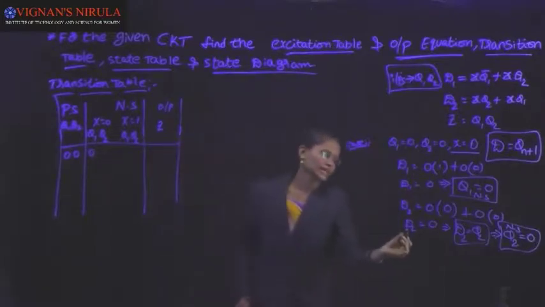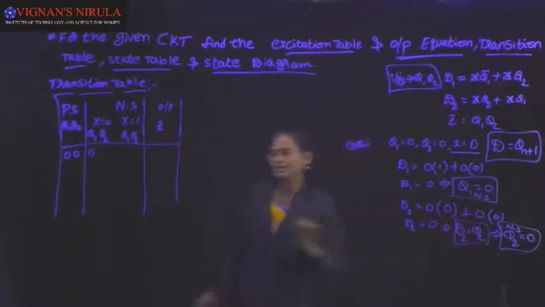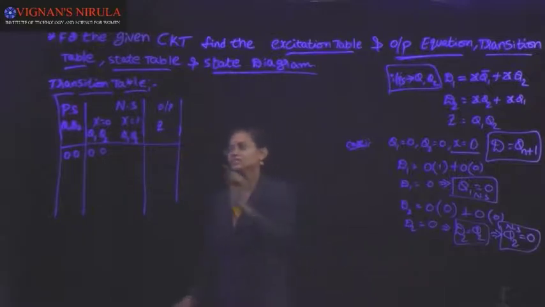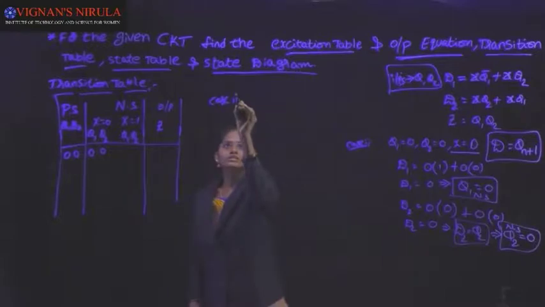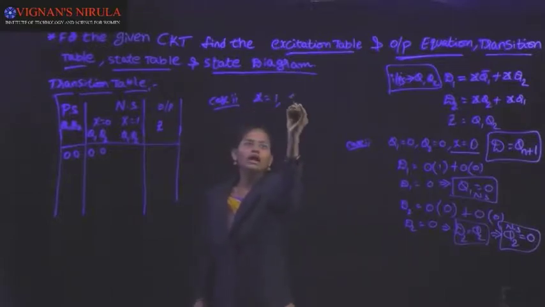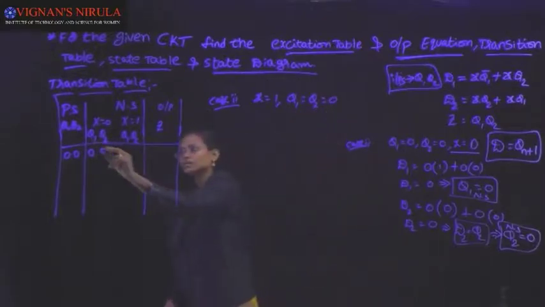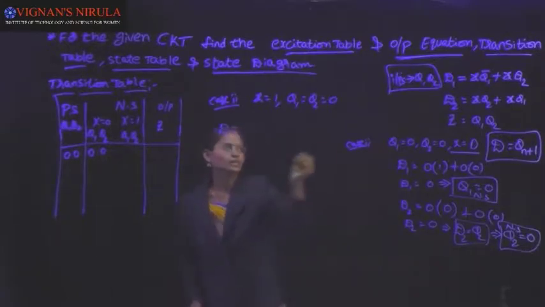And next d2 is equal to q2, that is d2 is 0 and q2 is also 0. This is case 1. Next, if x equal to 1, case 2: q1 equal to q2 equal to 0, both are zeros. In that case, d1 equal to, what is the equation here?